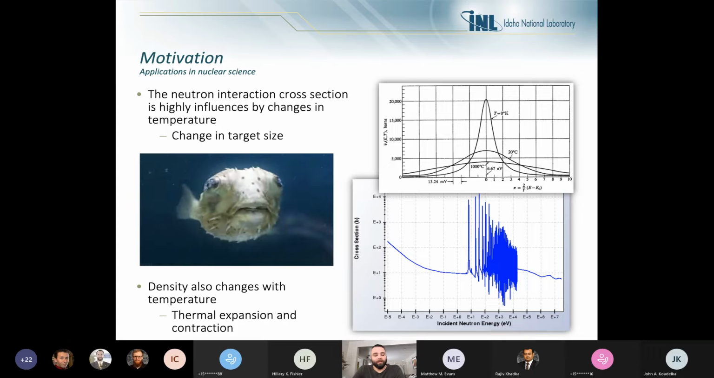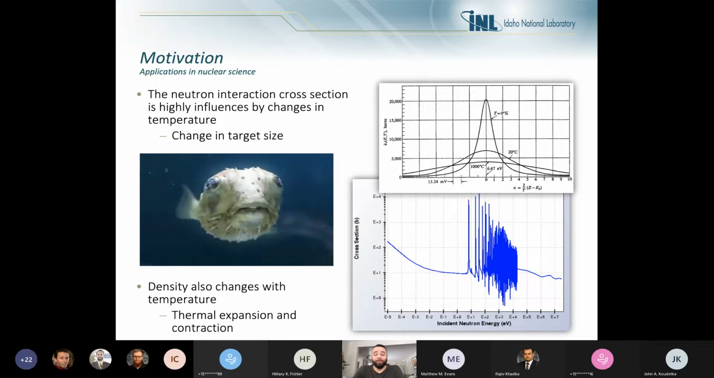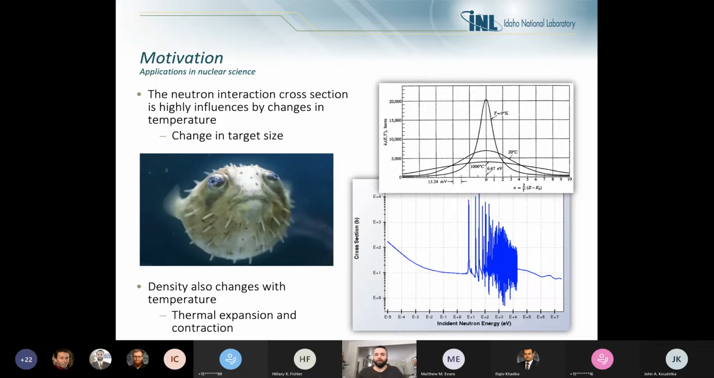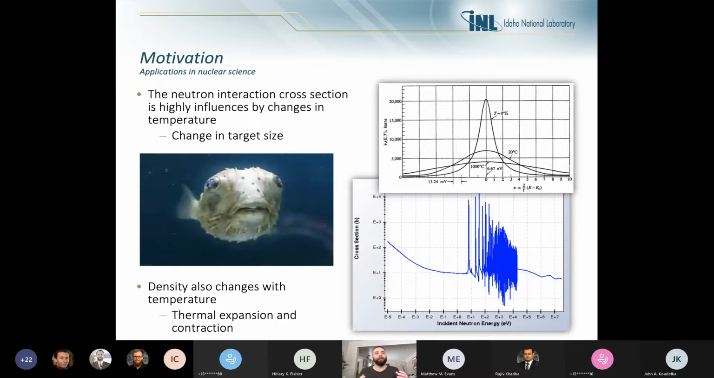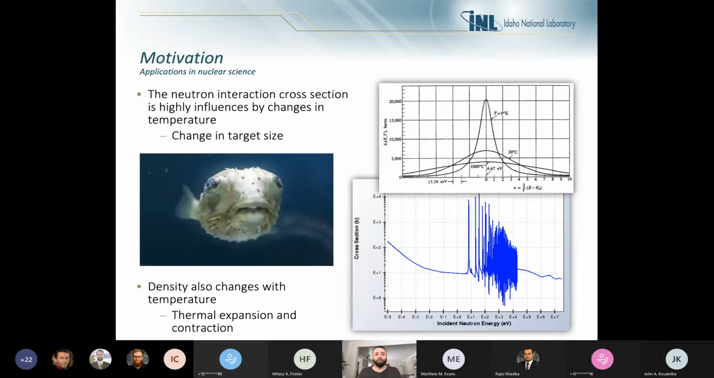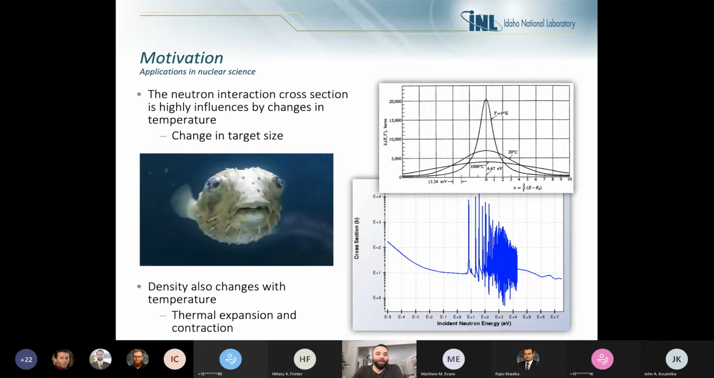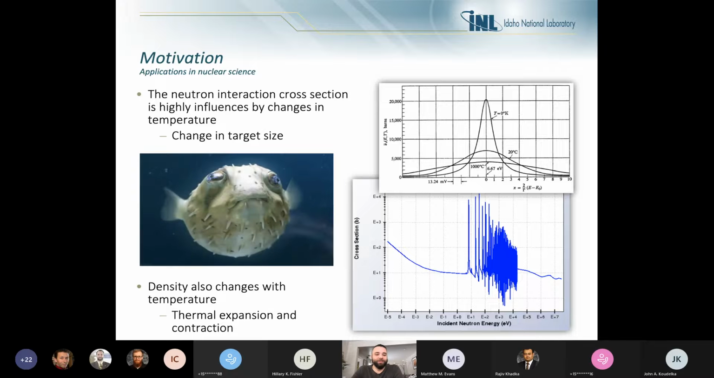So one great way to discuss this is this neutron interaction cross-section. This cross-section is really heavily affected by changes in temperature. And I'm not going to get into some of the low-level physics, but you can imagine an atom has a target space, a cross-section. And this target size changes based on its temperature, much as this pufferfish might change its size if there's a predator nearby.